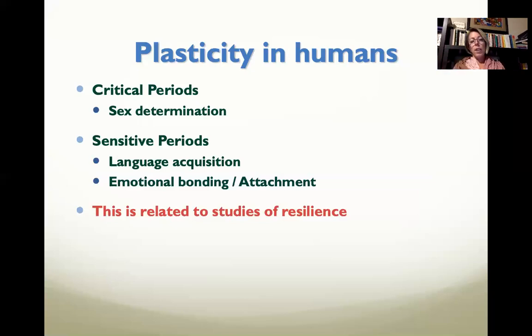And all of this is related to studies of resilience, because if we were to know that attachment is going to be harder after a certain point, we might dedicate more resources to it. If we thought it was impossible, that would change how we would deal with a child that didn't have a healthy attachment in their life, right?